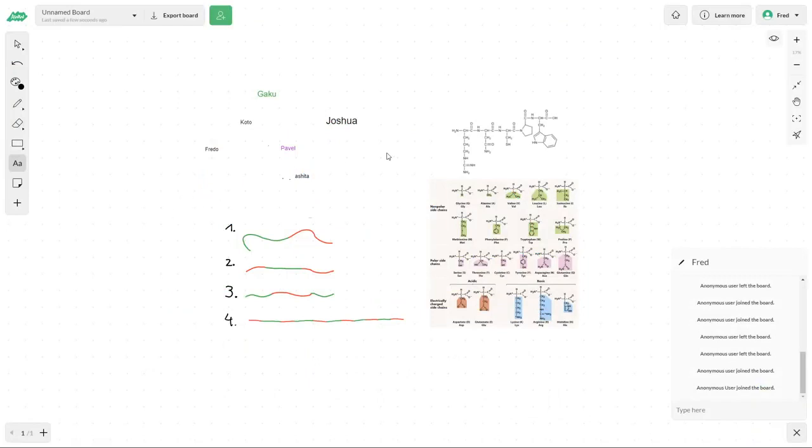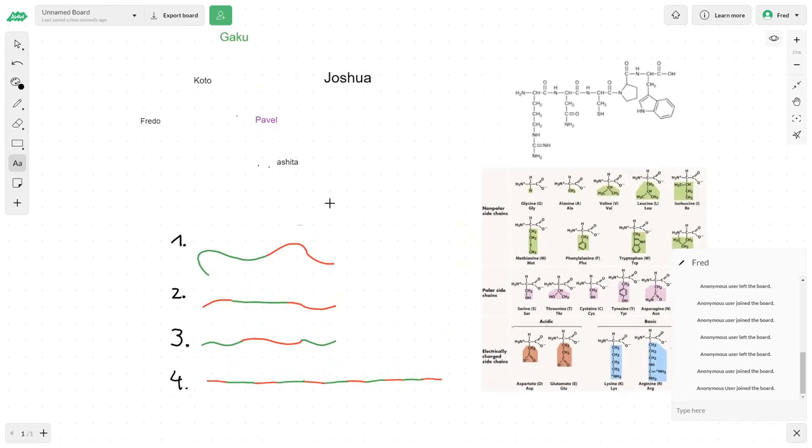So if we go to the whiteboard, you can see that I've prepared 4 short peptides. The green one is the hydrophilic part, the one that loves the water. The red one is the hydrophobic part. Like last time, I would like you to draw what those would look like in water.